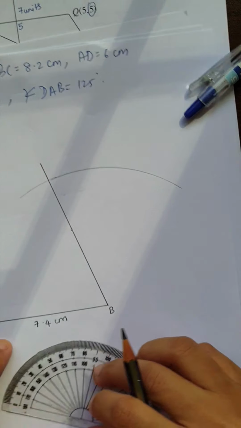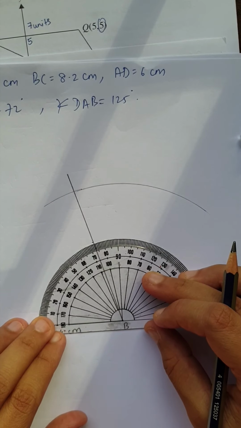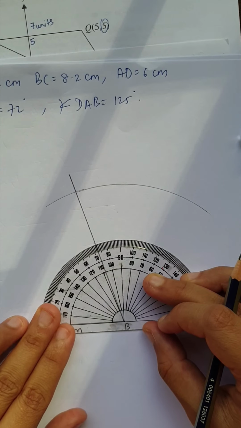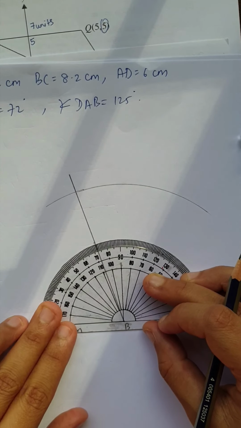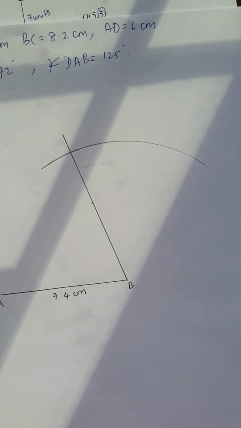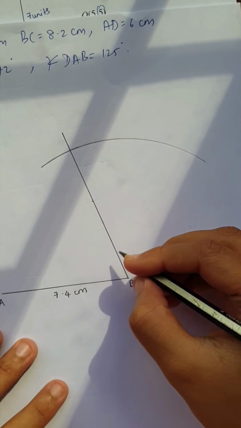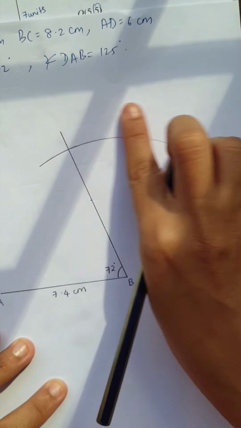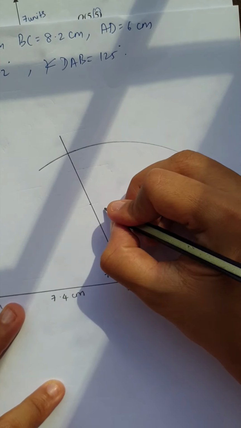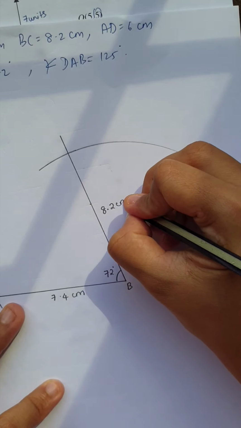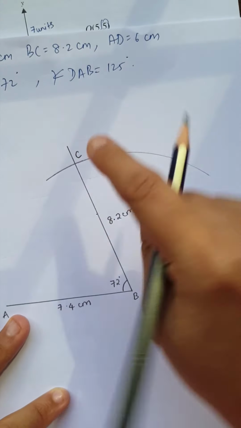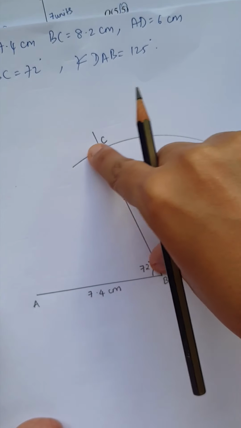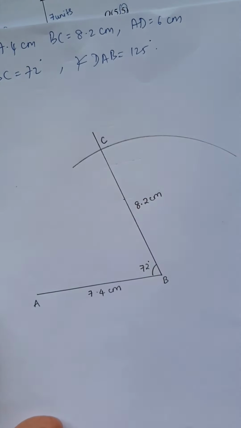Okay, let me measure again. 72 degrees. Yes, this line is 72 degrees. Okay, so 72 degrees, and then it's actually cutting my arc at 8.2 cm. So this thing is going to be 8.2 cm, and I have finally spotted my C, which is here. So it is basically the intersection of the 8.2 arc and the 72 degrees.